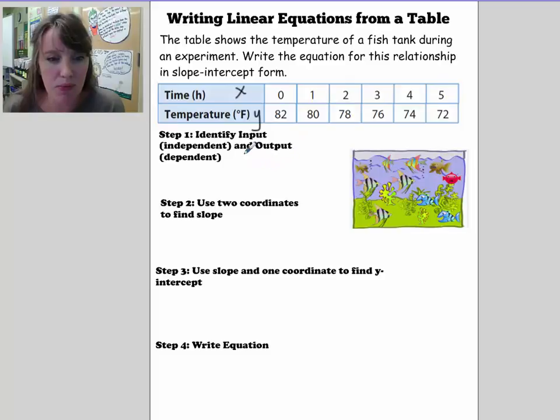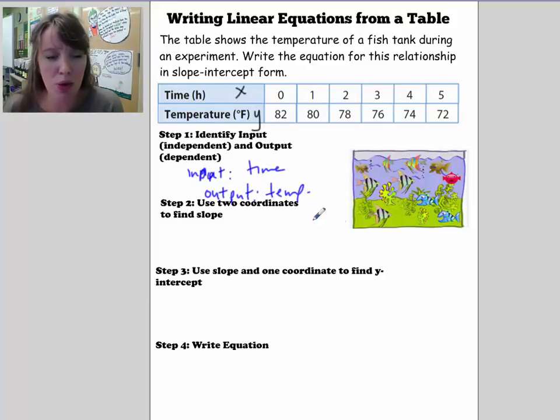Now, it's a little disturbing to think that there's a little fish in this tank, because if the temperature is decreasing, hopefully the fish aren't dying. But anyhow, we've identified our input. Our input is going to be the time, and our output, which is our y, is going to be the temperature.